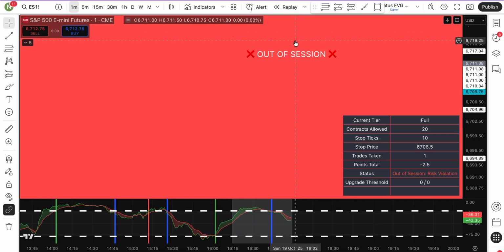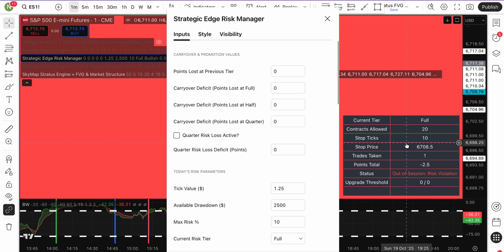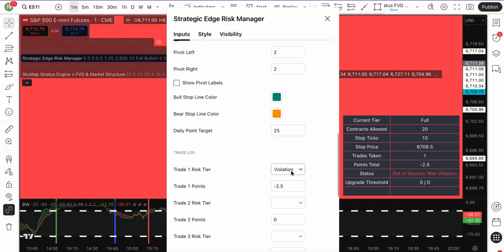A trader on tilt in this given scenario is going to do what? Come over here, mute the risk manager, and take another trade. I mean, that's not the way. That's the path to destruction, right? But we didn't have a risk violation. We just took a full risk loss there.